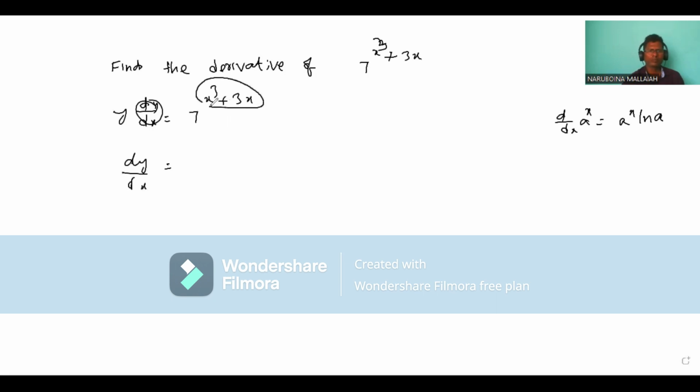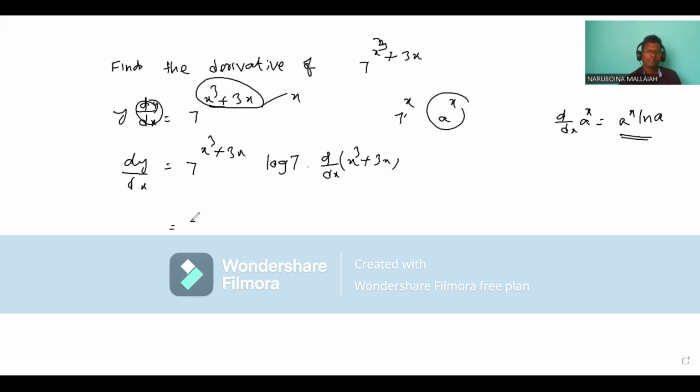Treat this x cube plus 3x as x. Then it will become 7 to the power of x, that means in the form of a power x. Here a is 7. So use this formula, a power x log a. So a power x means here x cube plus 3x, log a, log 7. Again, this is not x. So once again we have to differentiate this x cube plus 3x. 7 to the power of x cube plus 3x into log 7.